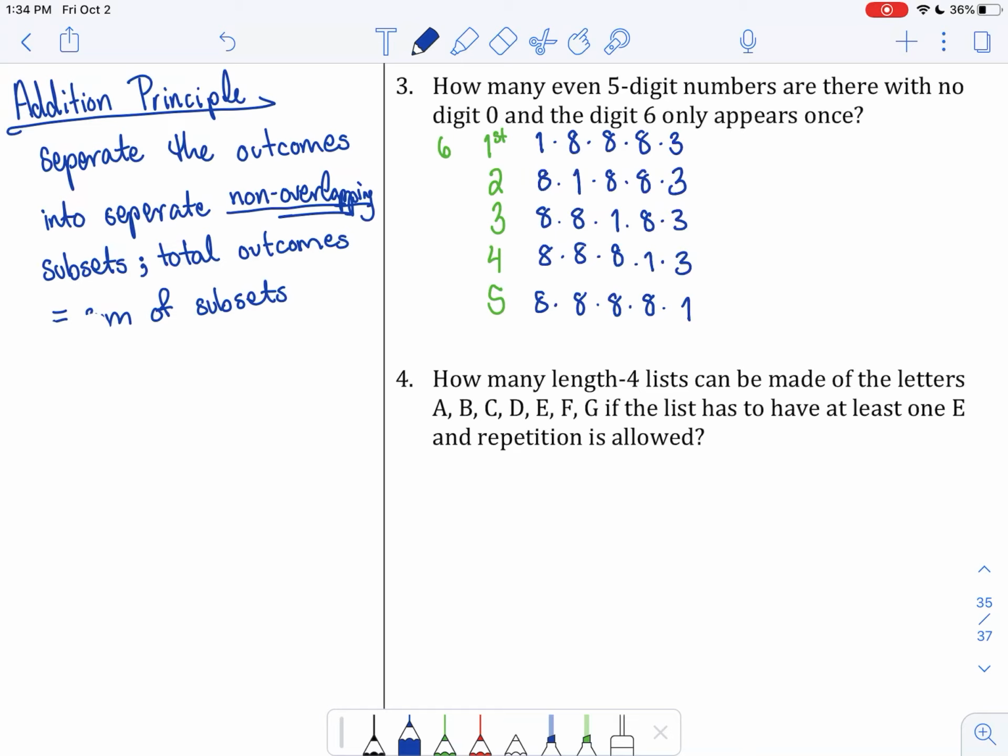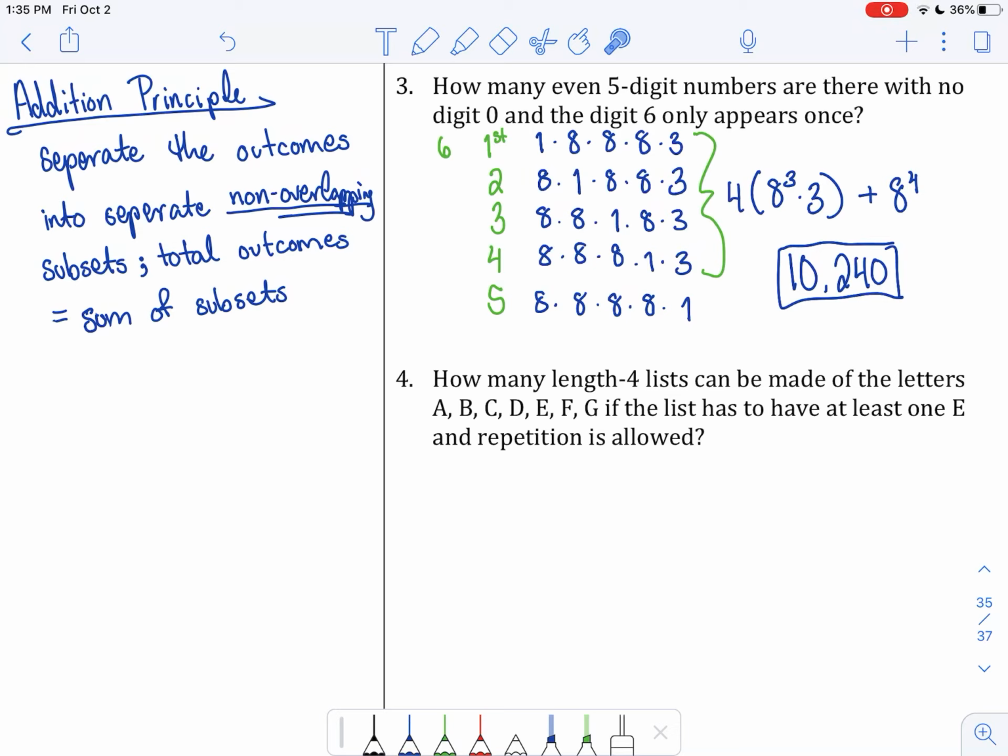So now to find our total outcomes, we take the sum of those subsets. So we're going to type that into a calculator and add them all together. To make life a little bit easier, we will note that the first 4 subsets have the same outcome. So this would just be 4 times, I would type this in as 8 to the 3rd times 3, plus this last one, which is 8 to the 4th, giving us our total number of outcomes as 10,240.